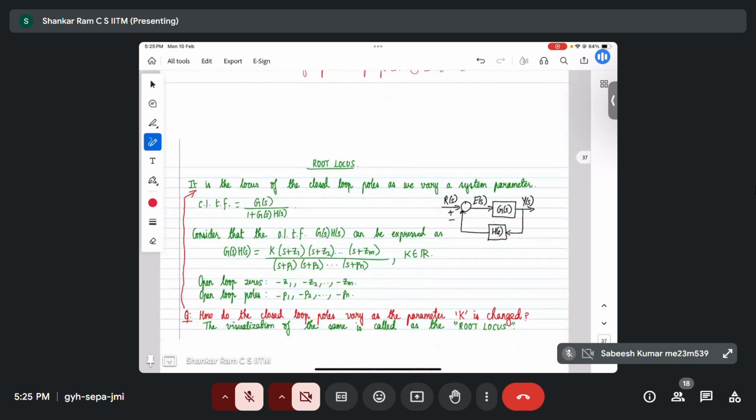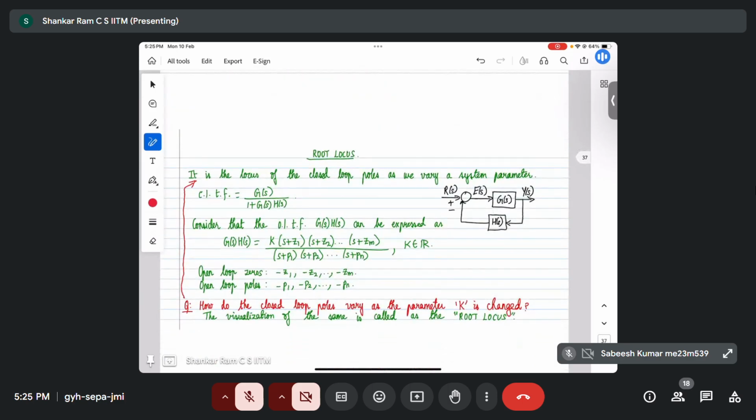Okay, coming to root locus, what is this notion of root locus? In root locus, what we do is the following. This is the standard feedback diagram that you and I are aware of, the negative feedback. G(s) is C(s) P(s). And by now we know that the closed loop transfer function is G(s) divided by 1 plus G(s) H(s).